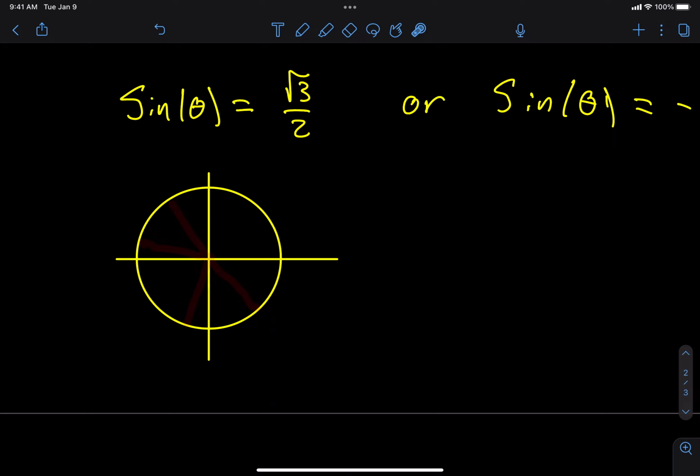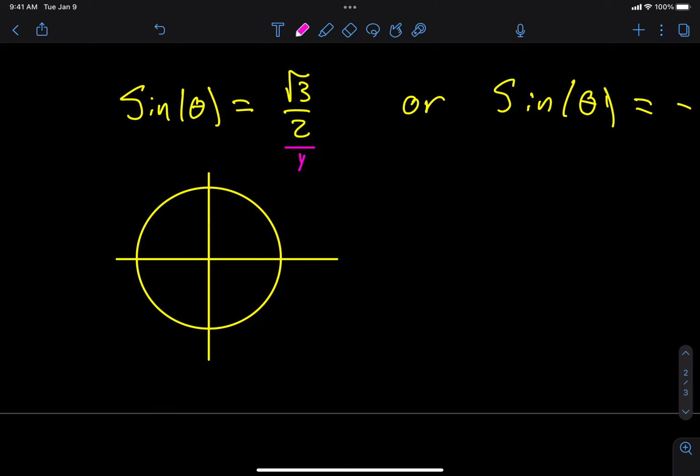Well, this number tells us something about where we are on the unit circle. What does it tell us about where we are on the unit circle? It's on the top half. Top half of the unit circle, right? Because this is sine we're talking about here, which means we're talking about the y value.